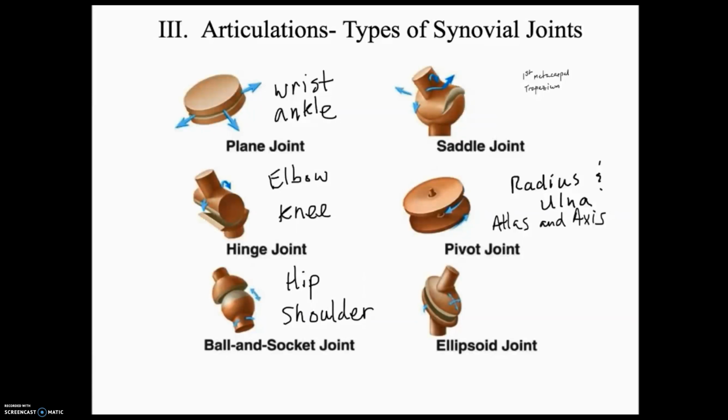And finally, the last type of synovial joint is an ellipsoid joint or condyloid joint. And in a condyloid joint, you have a concave surface articulating with a convex surface. Example of an ellipsoid joint or condyloid joint would be the phalanges, or bones of the fingers and toes, and the sole of your foot or palm of your hand, called the metatarsals and metacarpals.